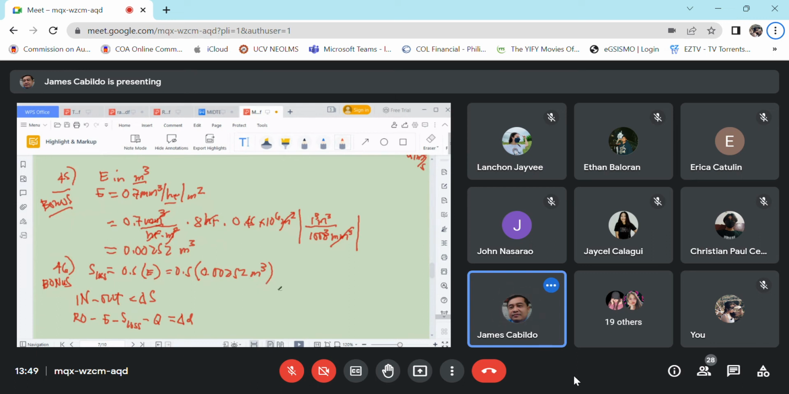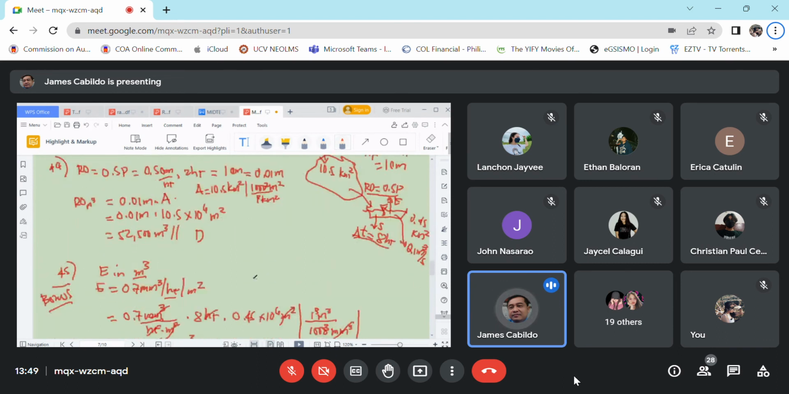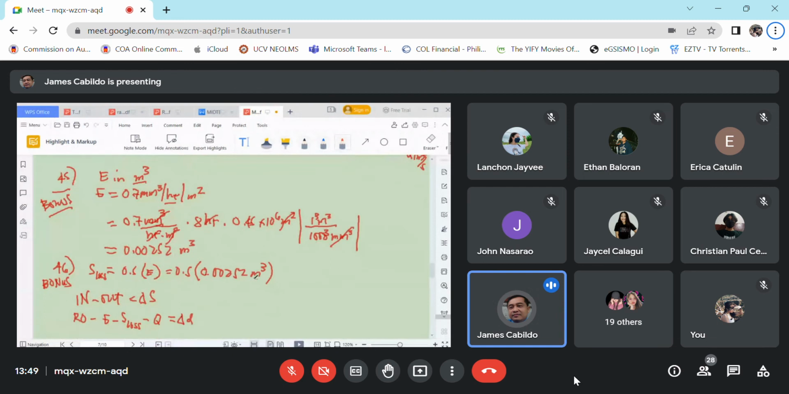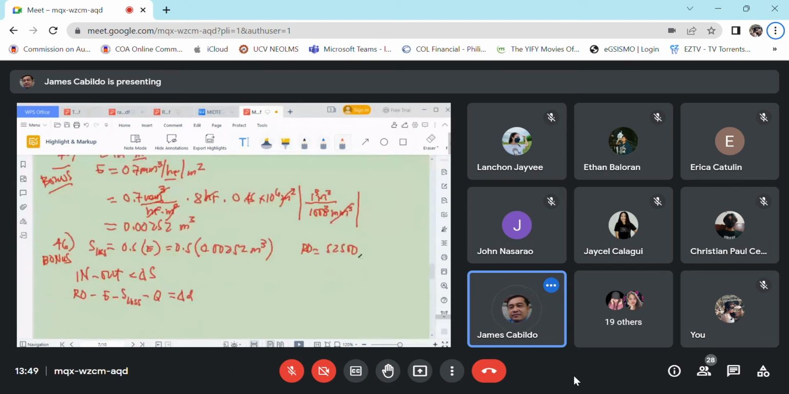So ganun 'yun. All right, so let's do it. Ang una is yung around 52,000 cubic meters. So yung runoff. So we have yung runoff equals 52,500. Ganun ba yan? Yeah, cubic meters.